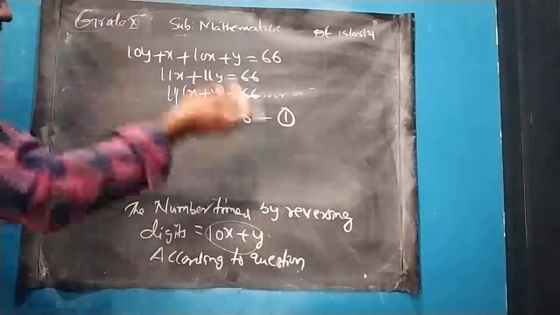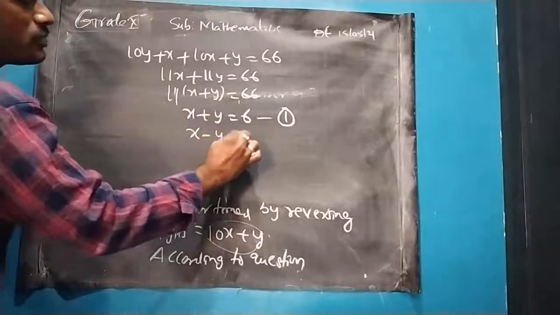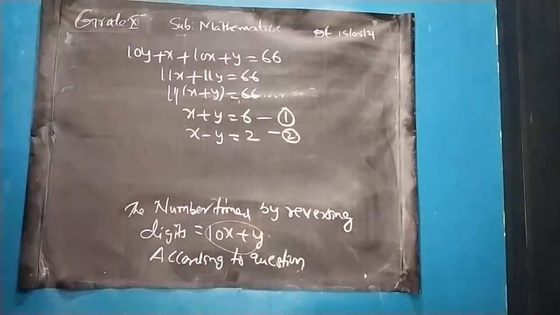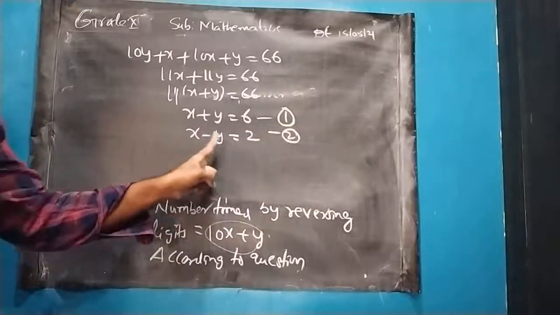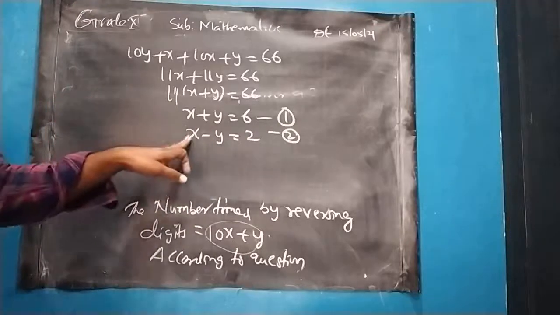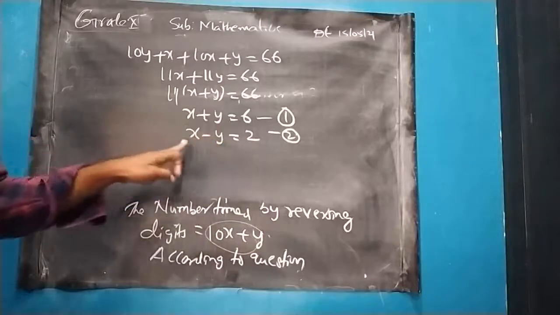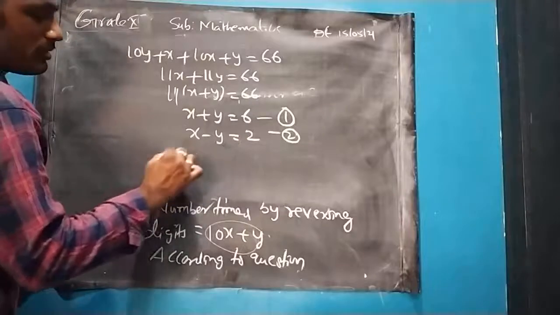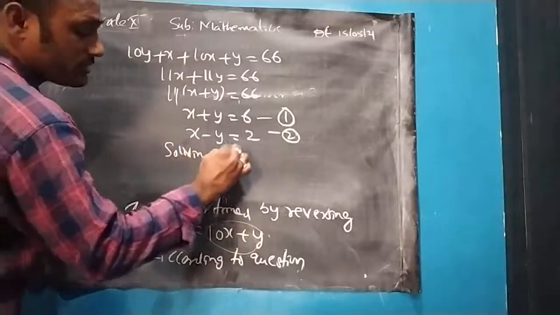Now, second. He has given in the question that x minus y is 2. This is the second equation. Why are we writing directly? Because the question is clearly mentioning that the two numbers differ by 2. Differ means difference. So x minus y is 2. My first number is x, second number is y. The difference is 2. So solving 1 and 2. Now let me solve the first and second equation.